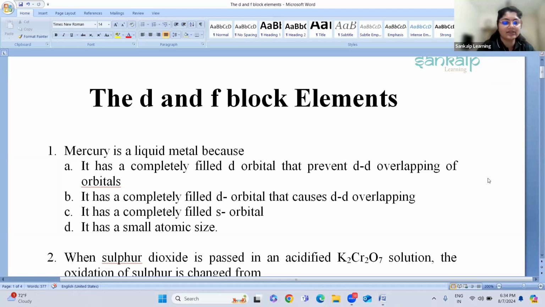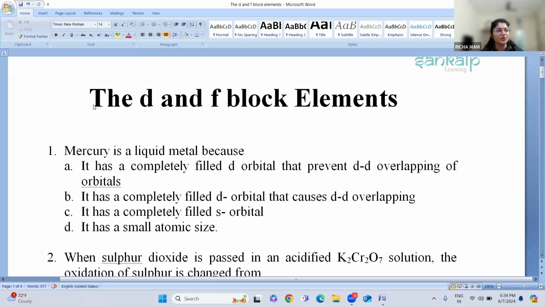Fine. So already we have discussed the important notes on this particular chapter, so I'm not going to go into detail with the synopsis. Directly we are going to start with the questions. I hope you have revised D and F block elements. Okay, so let us start.